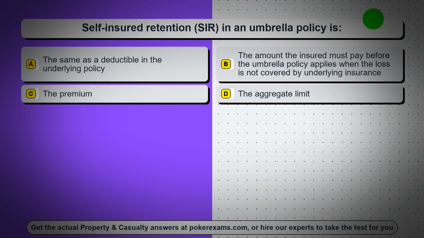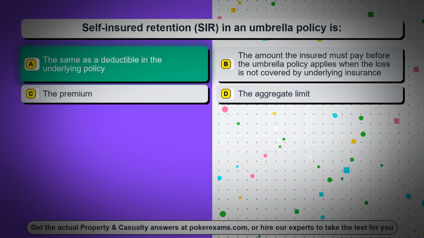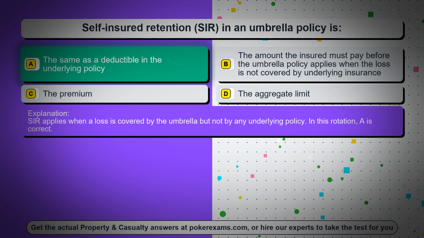Question 14. Self-insured retention, SIR, in an umbrella policy is: Option A, the same as a deductible in the underlying policy. Option B, the amount the insured must pay before the umbrella policy applies when the loss is not covered by underlying insurance. Option C, the premium. Option D, the aggregate limit. The correct answer is option A, the same as a deductible in the underlying policy. SIR applies when a loss is covered by the umbrella but not by any underlying policy. In this rotation, A is correct.